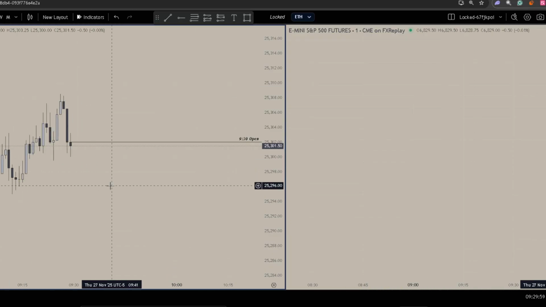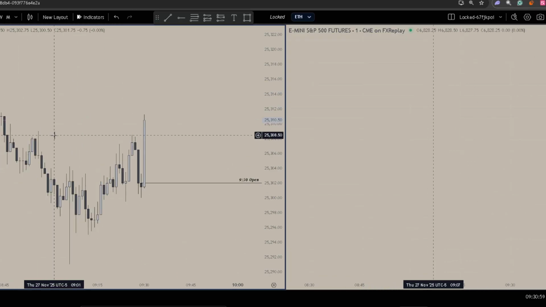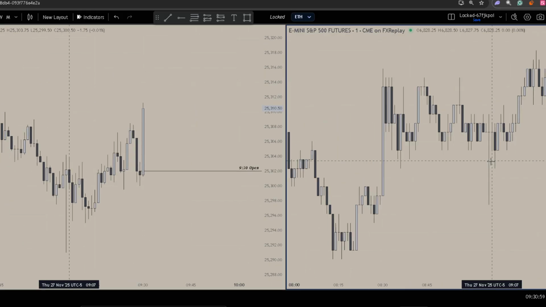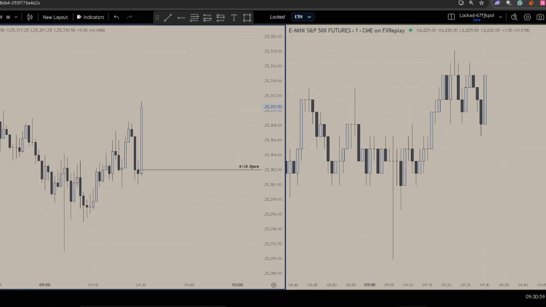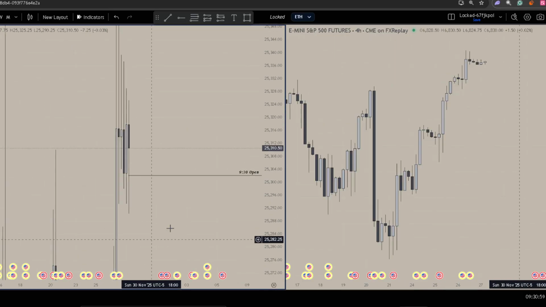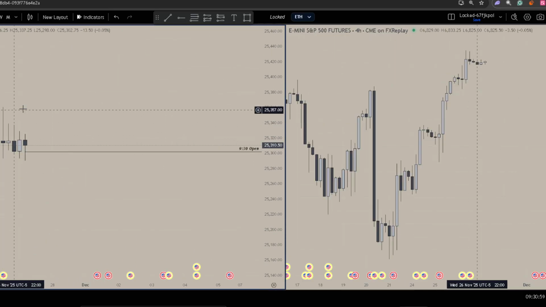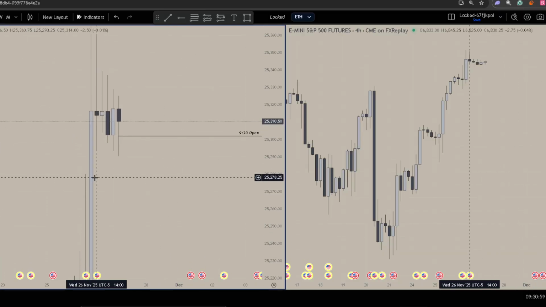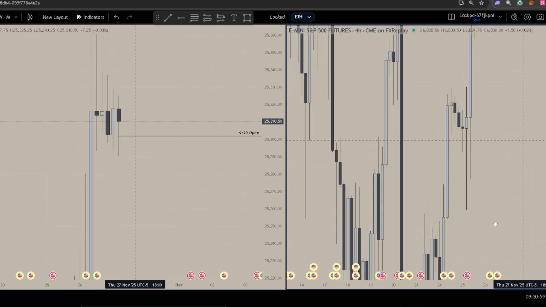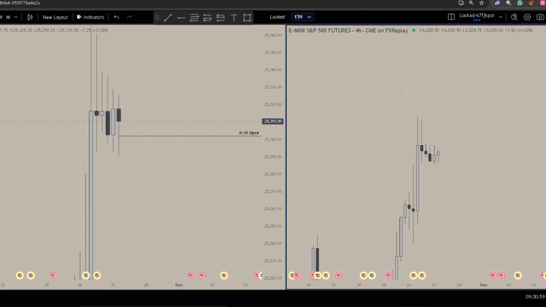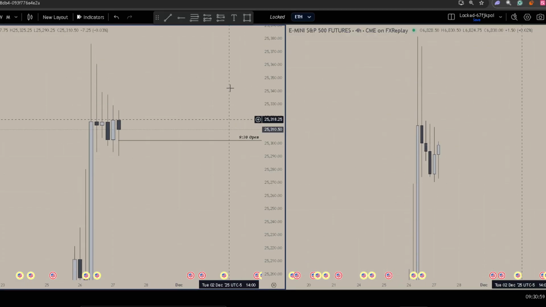Alright, so let the 930 candle print. Boom. Okay. What is ES doing? Bro, what the freak is that? What in the world is this price action, yo?